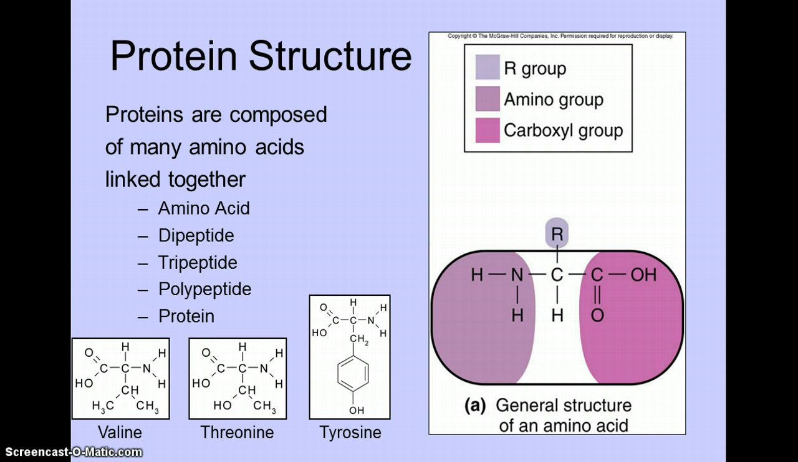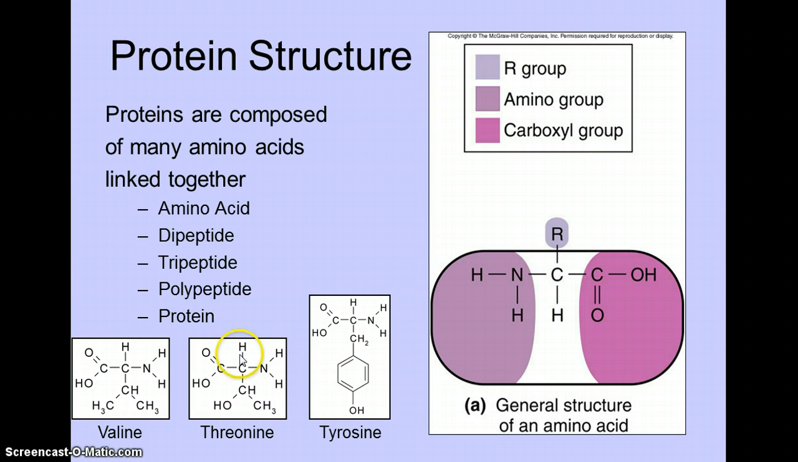There are 20 different amino acids that our bodies string together to make proteins. All 20 of those amino acids have the same basic structure, a single carbon bound to a carboxyl, a hydrogen, and an amino group, and an R group. The only structural difference between those 20 different amino acids that our body uses is in the R group.